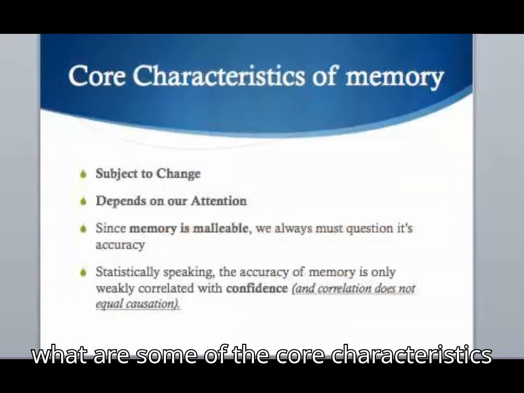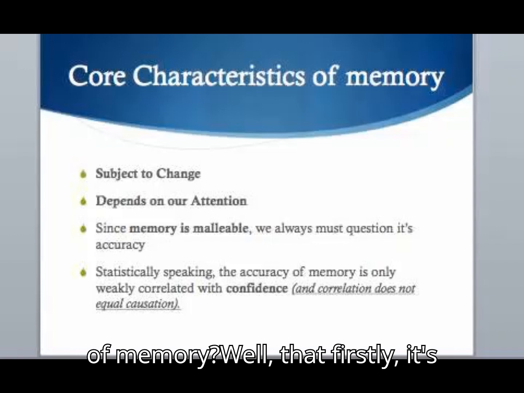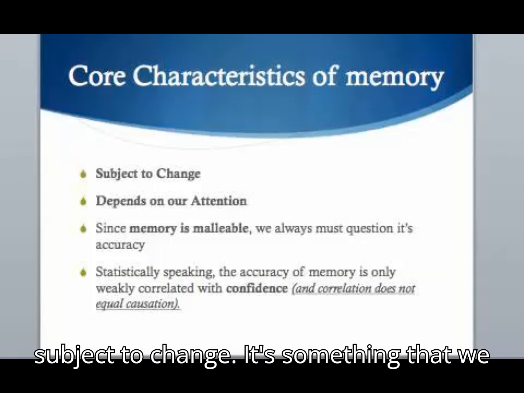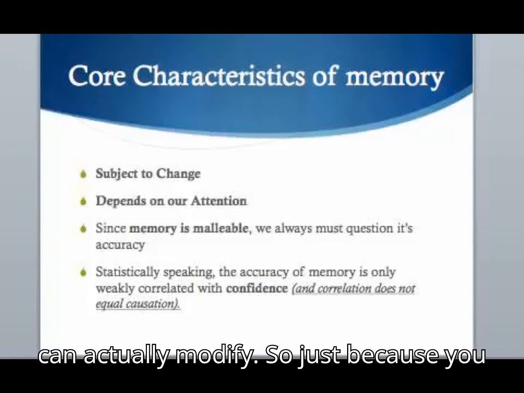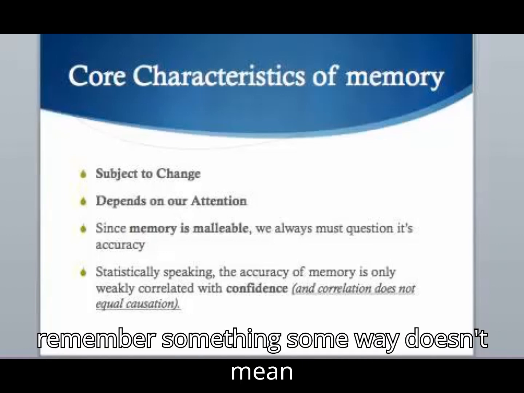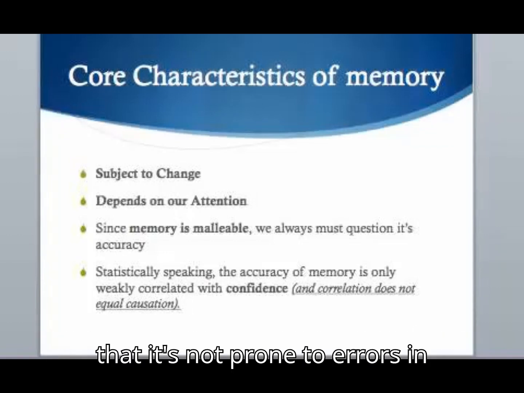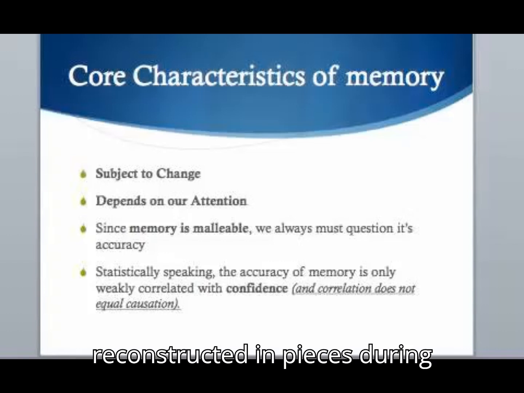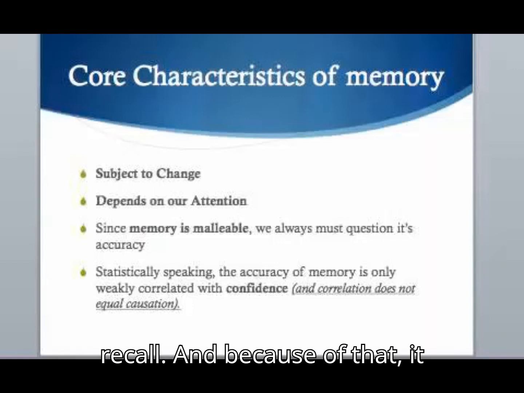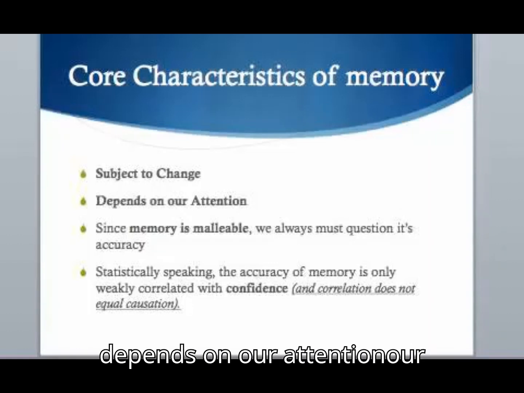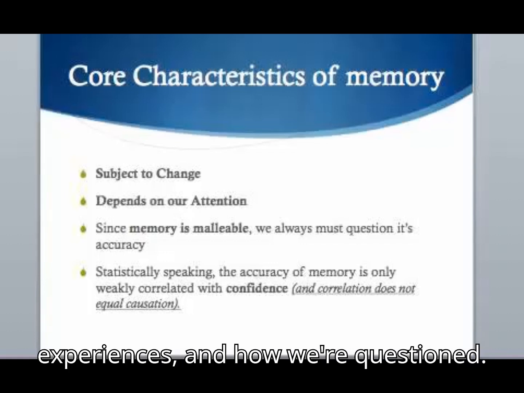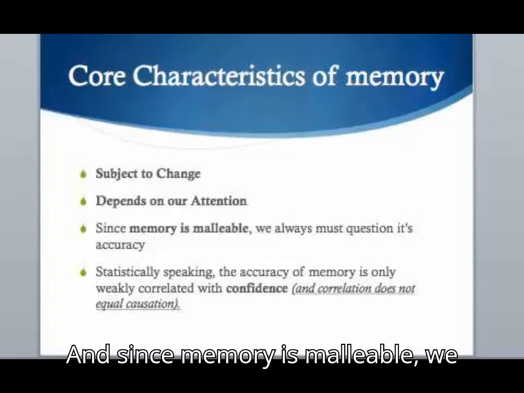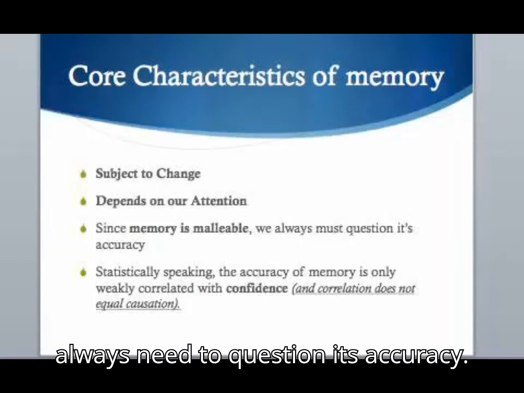So, what are some of the core characteristics of memory? Well, firstly, it's not a fixed permanent record. It's subject to change. It's something that we can actually modify. So just because you remember something some way doesn't mean that it's not prone to errors in remembering. It's also reconstructed in pieces during recall. And because of that, it depends on our attention, our expectations, our past experiences, and how we're questioned. And since memory is malleable, we always need to question its accuracy.